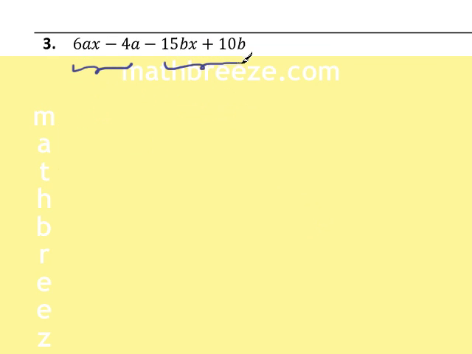Number 3, group together first 2 and last 2. From the first, we can factor out 2a. And we're left with 3x minus 2. Now, when we have a negative in the middle here, always factor out a negative number. So instead of factoring out 5b, we'll factor out negative 5b. All right, so here we are left with 3x. And here, if we factor out negative 5b from 10b, we're left with negative 2.